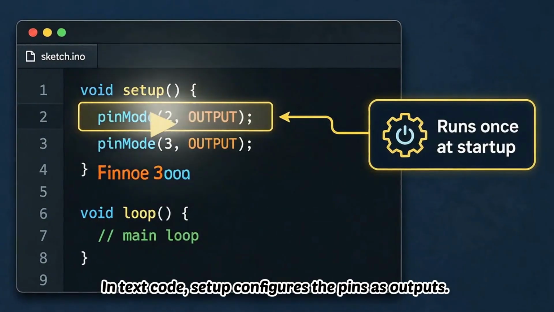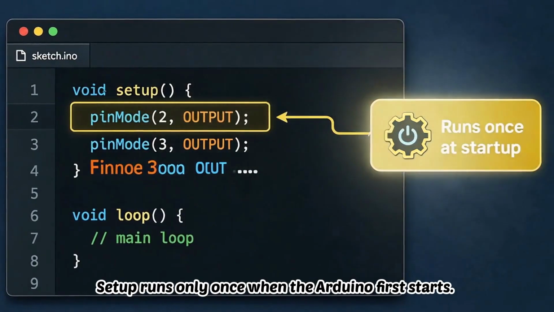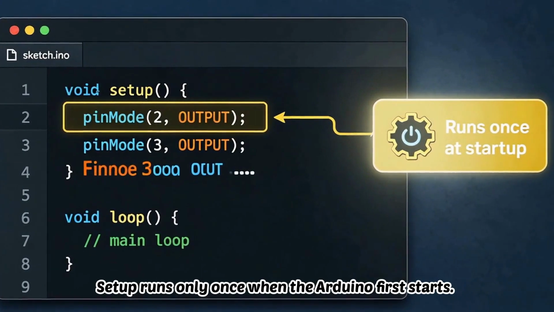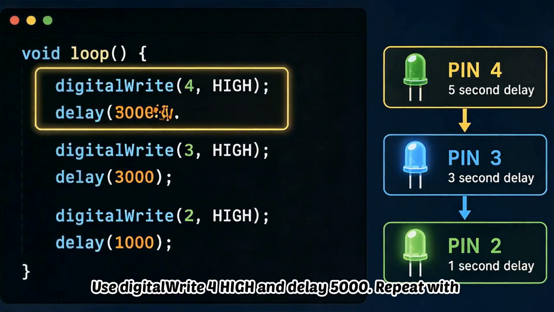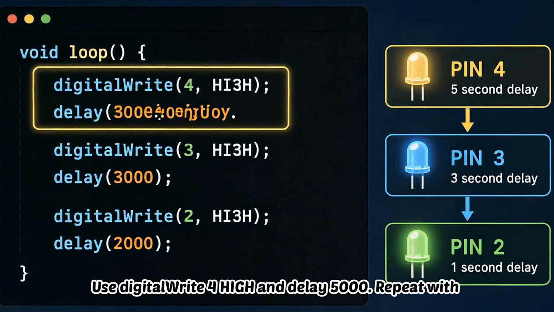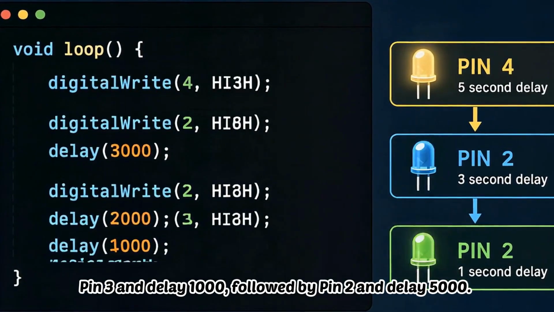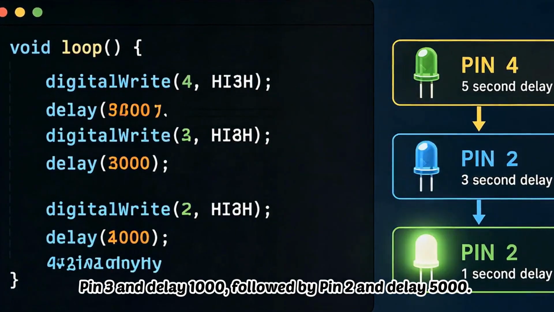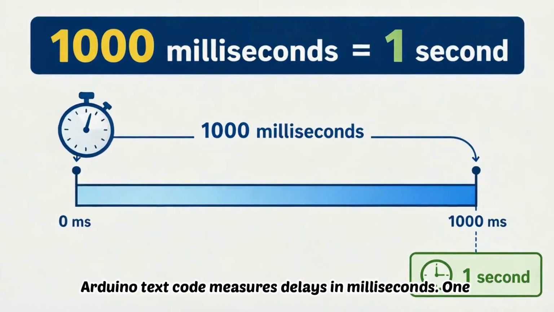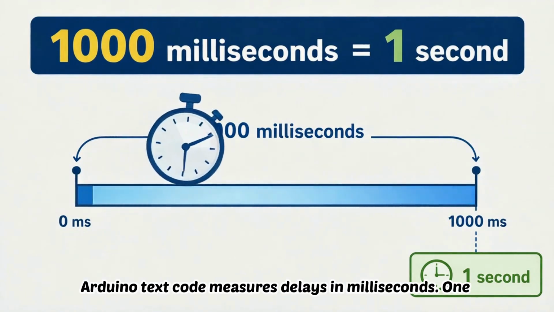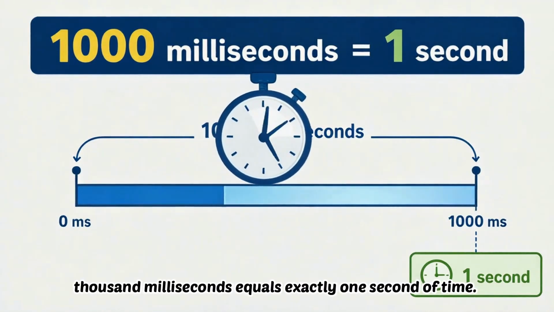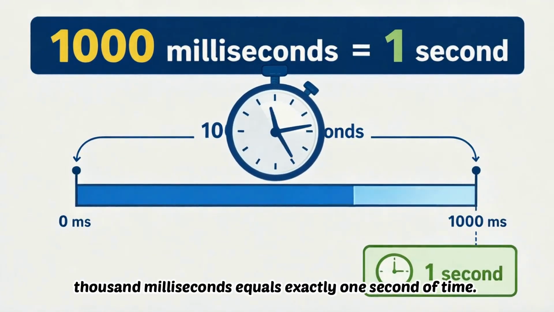In text code, setup configures the pins as outputs. Setup runs only once when the Arduino first starts. Use digitalWrite 4 HIGH and delay 5000. Repeat with pin 3 and delay 1000, followed by pin 2 and delay 5000. Arduino text code measures delays in milliseconds. 1000 milliseconds equals exactly 1 second of time.